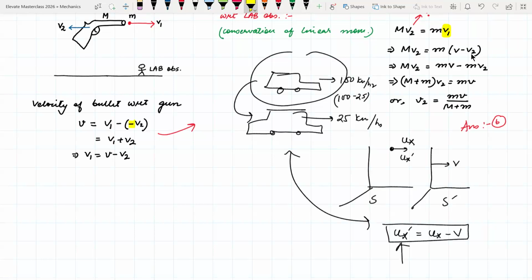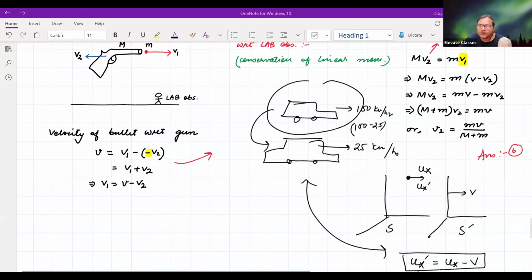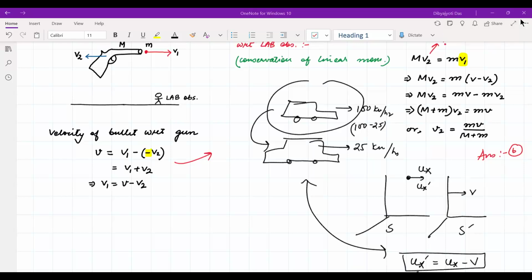The formula is velocity of bullet with respect to time. I'm not able to hear you properly, Atanu. No, your audio is not clear. It's very muffled. Can you check the connection? Can you say something, Atanu? Hello? Can you hear me now? Audio is quite muffled.